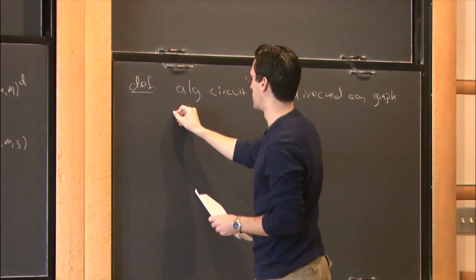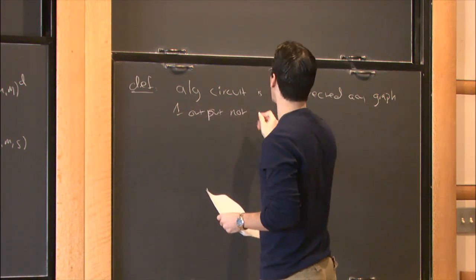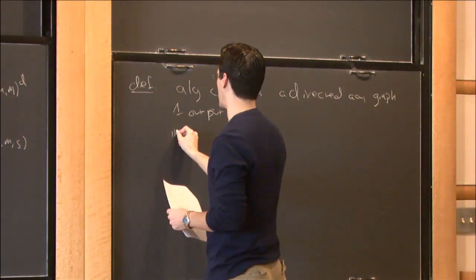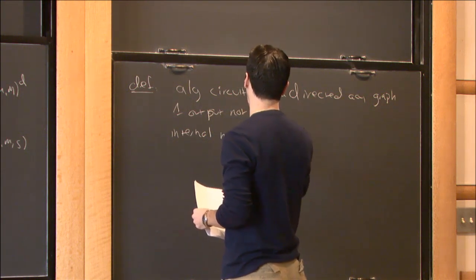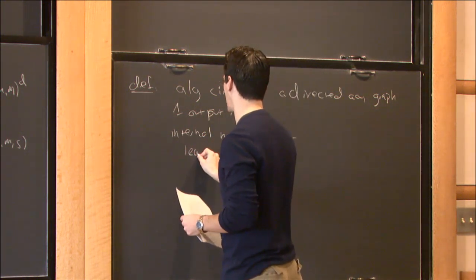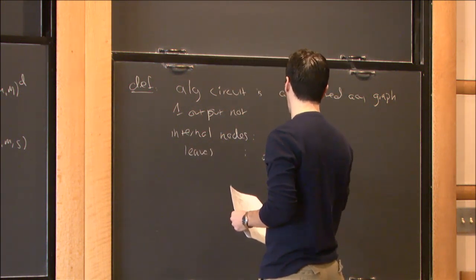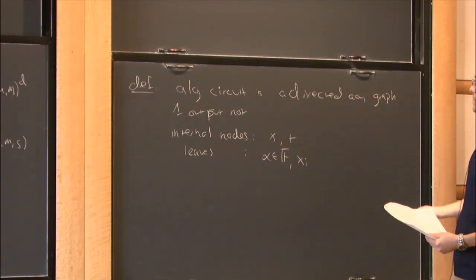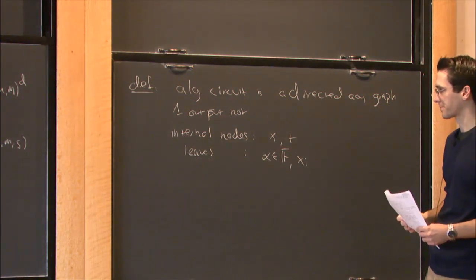And there's going to be one output gate or output node, which is the unique node with fan out 0. There's going to be internal nodes. These are going to be labeled with multiplication and addition. And then leaves are going to have scalars from the field, and your variable is xi. And this will compute in a natural way where you have internal nodes that either add or multiply their children, and so on.